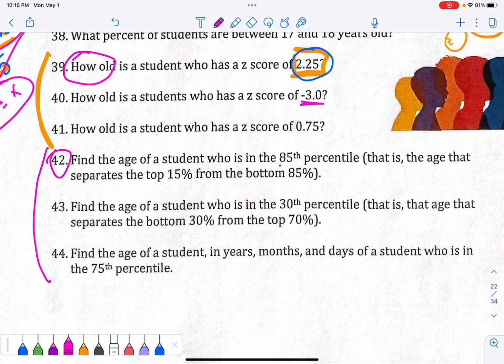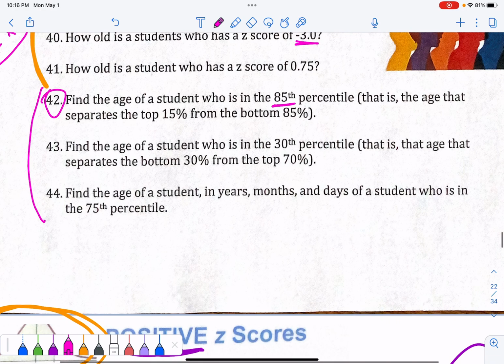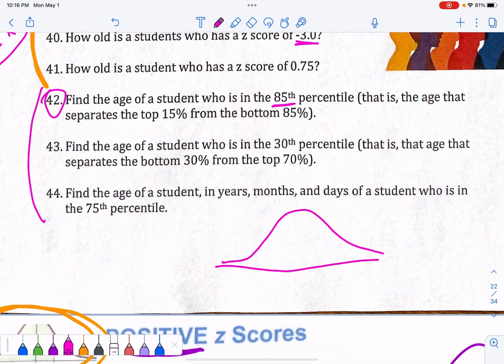So 42 is asking for the 85th percentile. If you are in the 85th percentile, that means your age separates the top 15% from the bottom 85%. 85th percentile means 85% of people are below you. So if here is average, where 0 lives, and you are in the 85th percentile, you are older than 85% of people, which means you're going to live over here somewhere, and 85% are below you. So we got to figure out what that number is right there.